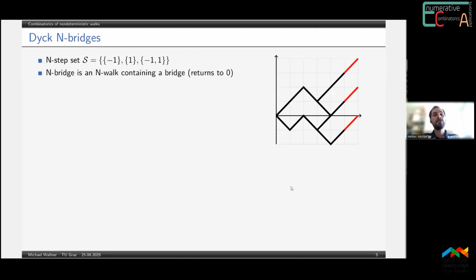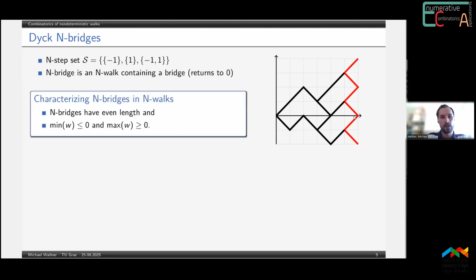So let me start with dig n bridges. Let me remind you that the step set is the singleton 1, the singleton -1, and the two element set -1, 1. So an n bridge is an n walk containing that. It could end like that with a final up jump, it could end like that with a final down, or it could end with a fork. These are the possibilities.